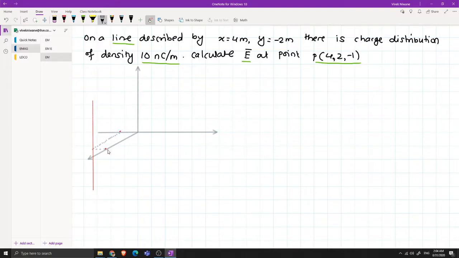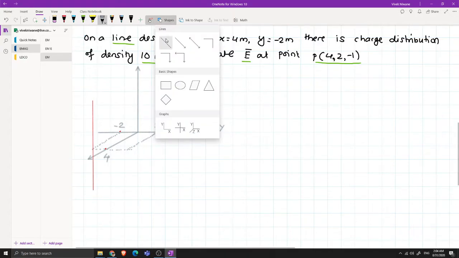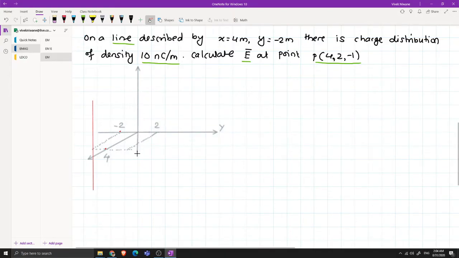Px is equal to 4. Okay, then y is equal to 2. Let us assume that this is our point 2. Okay, this is y is equal to 2. This is y axis. This was y is equal to minus 2, and this is y is equal to 4. So x is equal to 4, and this time we do require z is equal to minus 1. So let us assume that this is minus 1. Okay, so this minus 1 will come this side, and our point P.